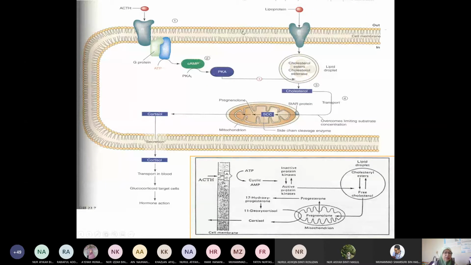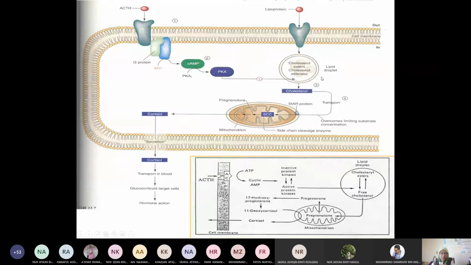cortical tissue. In the cortex cell membrane, ACTH binds to its receptor. For ACTH binding, please refer to my lecture number 1. It activates the G protein, and G protein activation also activates adenylyl cyclase. As a result, cyclic AMP is released from ATP hydrolysis. So cyclic AMP carries the message of ACTH. Its action is the activation of protein kinase A.